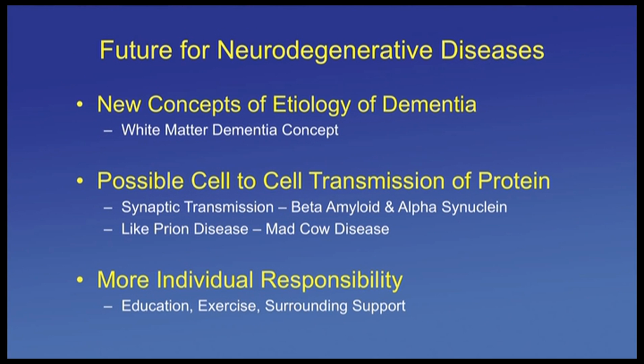What we really need today is a better understanding, more education. Everybody needs to be their own advocate. They have to really understand about their disease. The family has to be involved. You have to exercise. Exercise has been shown to delay the progression of the disease in Parkinson's disease. You've got to have surrounding support. But more than anything, I think what we need is individual responsibility to help improve our quality of life and improve our activities of daily living.